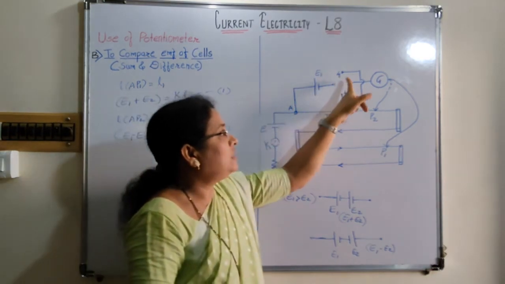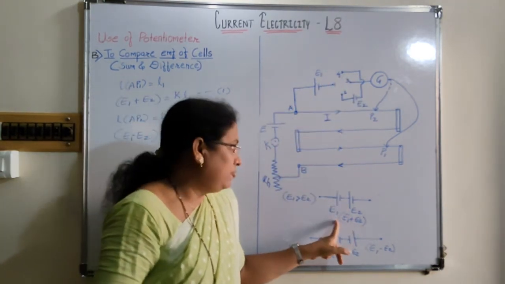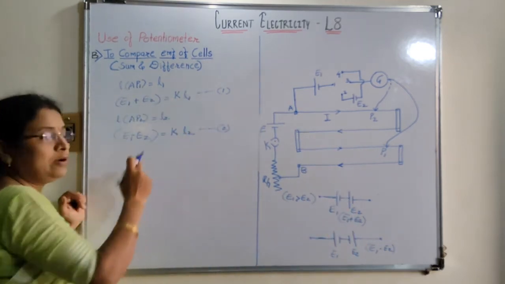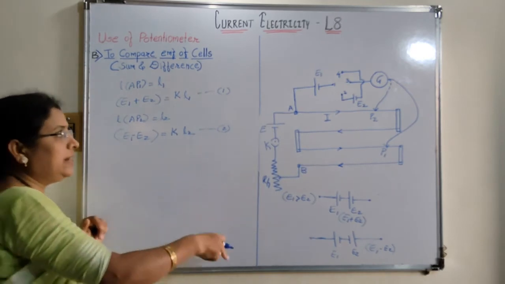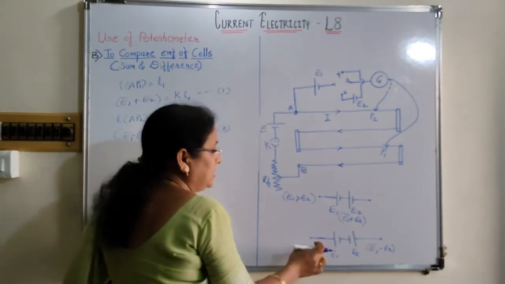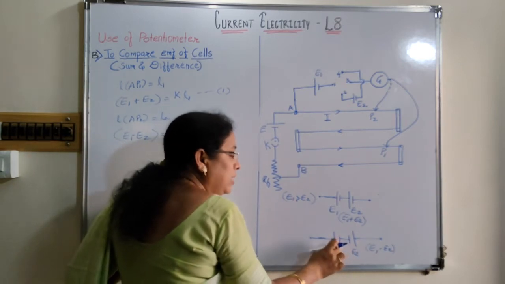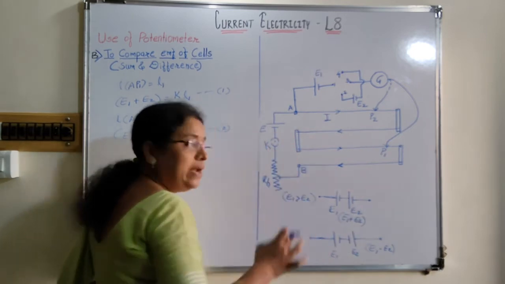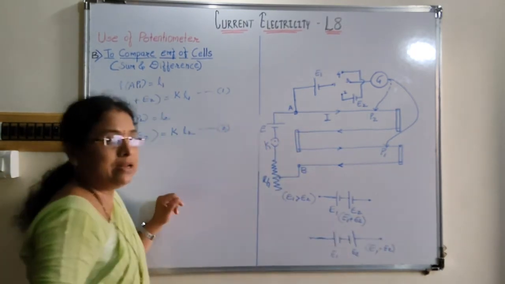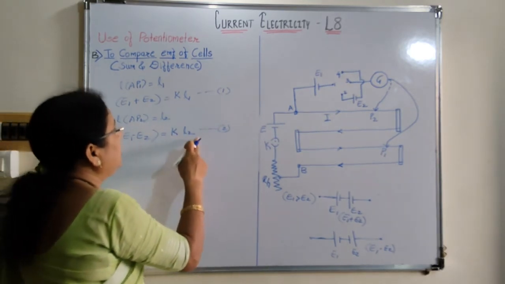When the first and third gaps are closed, the cells are connected in assisting manner, and we get the balancing length for E1 plus E2. We get the relation E1 plus E2 is equal to K into L1. And in the second case, when the second and fourth gaps are fixed, the cells are connected in this manner, that is, the negative terminal of the first cell is connected to the negative terminal of the second cell, and the total EMF is E1 minus E2. We will get here the equation E1 minus E2 is equal to K into L2.